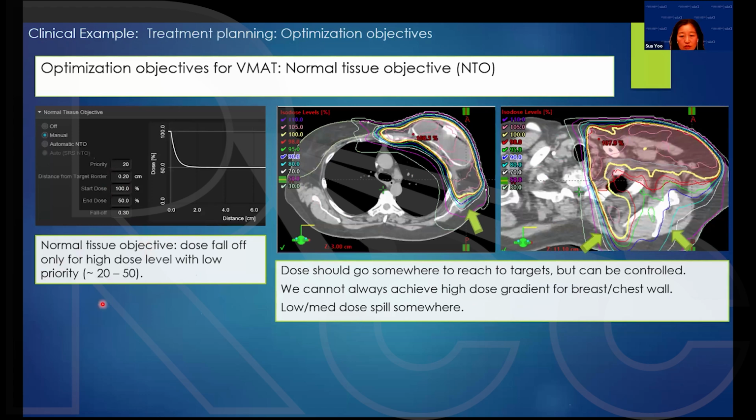Normal tissue constraint, usually I put really low priority because we have to allow some of the dose to fall off. Dose has to go through and we cannot make it completely conformal. And this dose fall off, we cannot control with this. So we should allow some gradual dose fall off. So NTO, I don't use it too much.